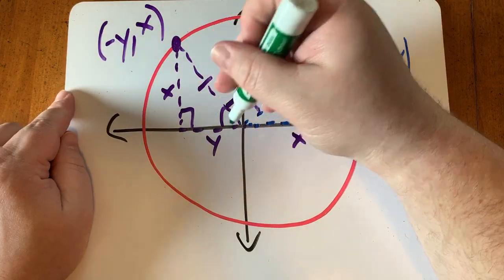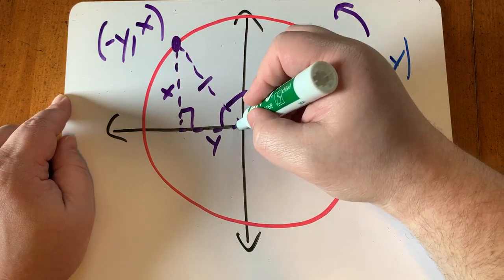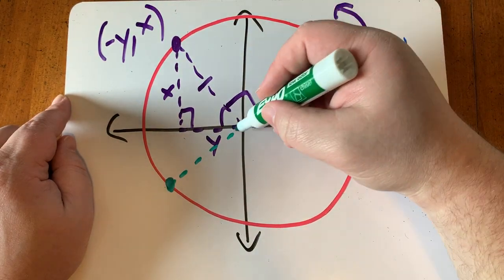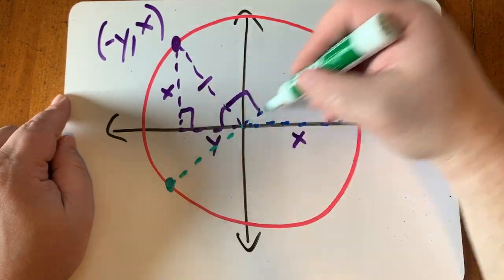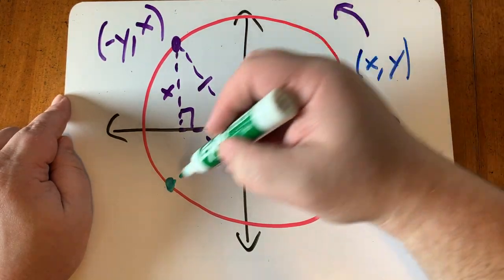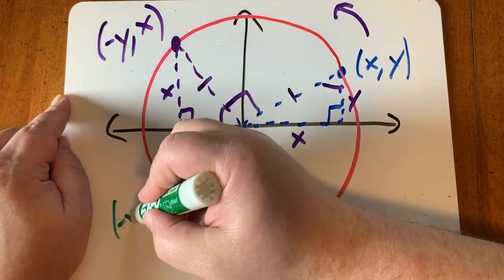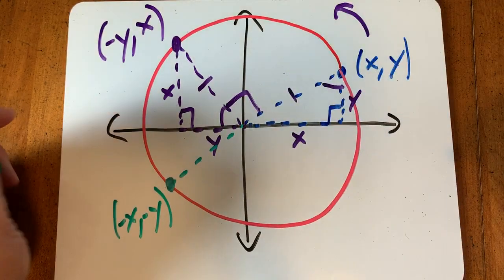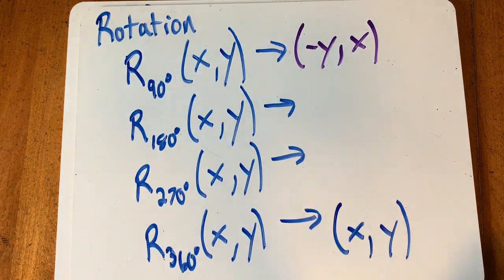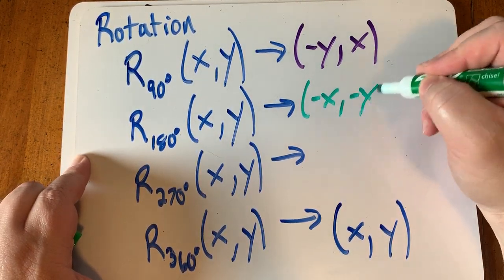If you want to rotate 180 degrees, you could say you're doing 90 degrees twice, or rotating 180 degrees is going half the circle. This is a diameter, so the center 0, 0 is the midpoint of this diameter. If that's x, y, that's 0, 0. This would be negative x, negative y. So for 180 degrees, it's negative x, negative y.